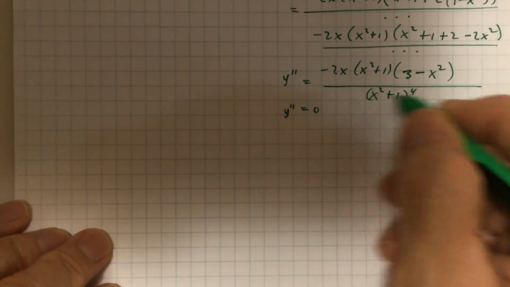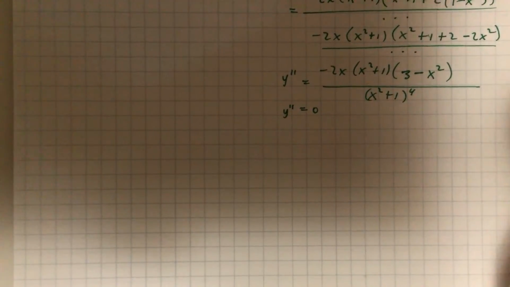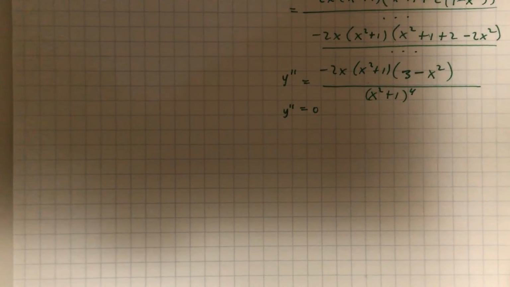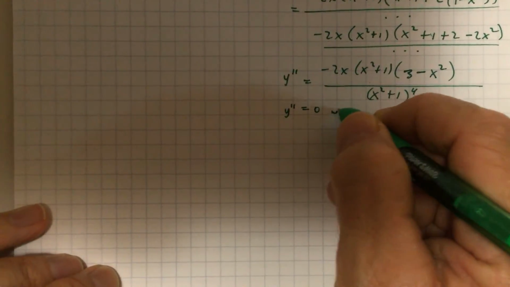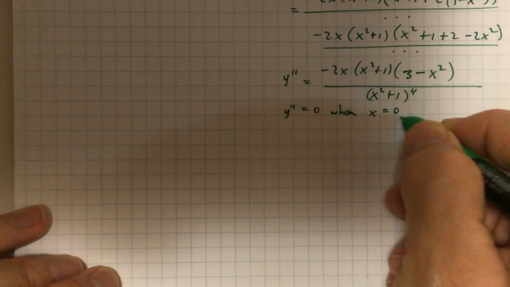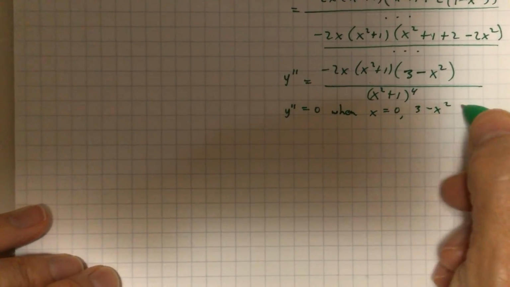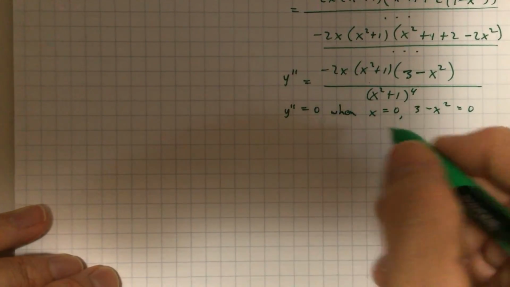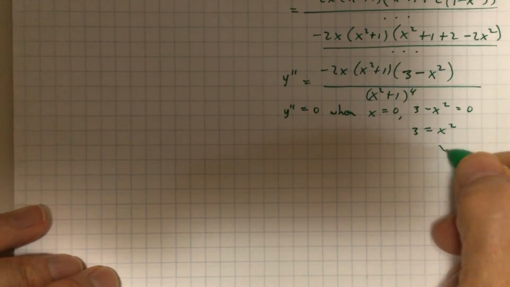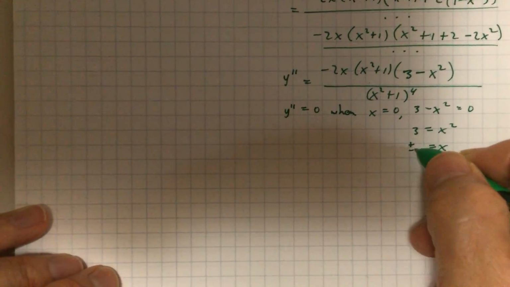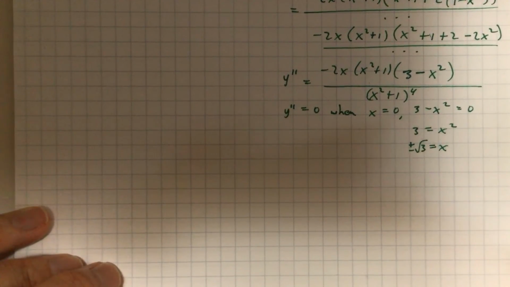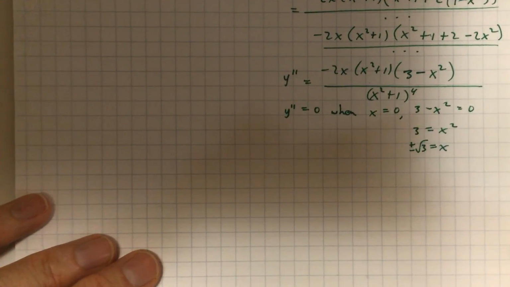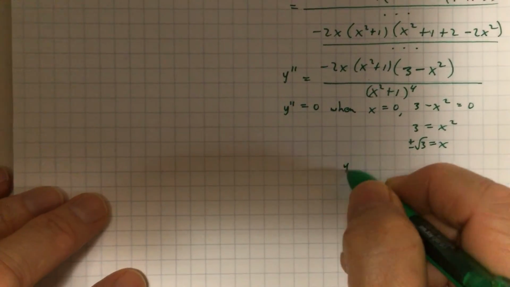The way we find our critical points for y double prime is the same way we found the critical points for y prime. We set the second derivative equal to 0. So the second derivative equals 0 when either x equals 0 or 3 minus x squared is equal to 0. And so we get 3 equals x squared, x equals plus or minus radical 3, if we take the square root of both sides. All right, now we need to do our y double prime test.